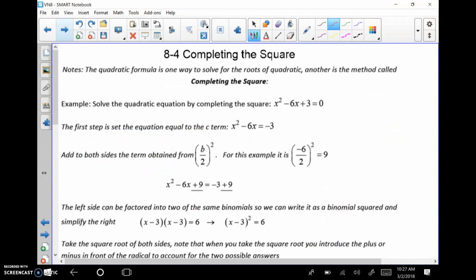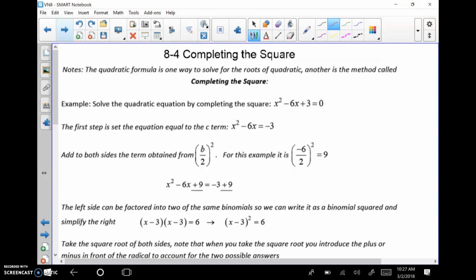Completing the square is less of a formula and more of a process. But it does the same thing as the quadratic formula. So basically, we can use this just as we use the quadratic formula. We're still going to use it to find the roots.